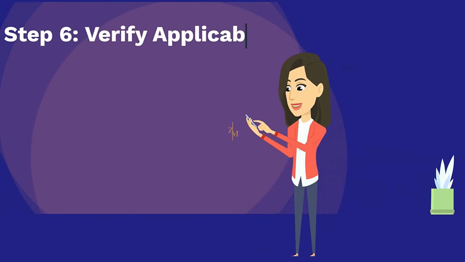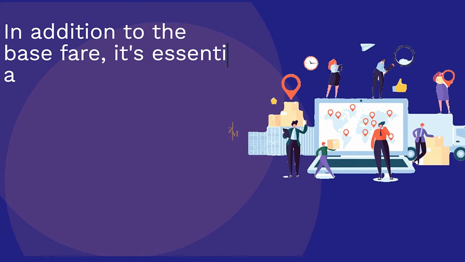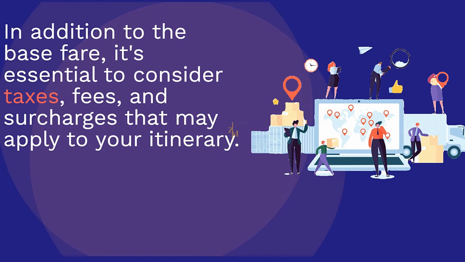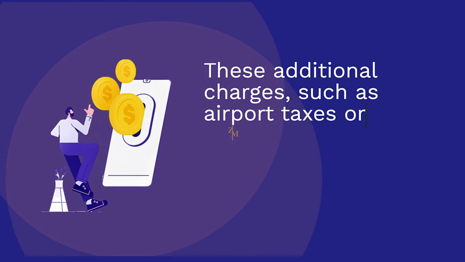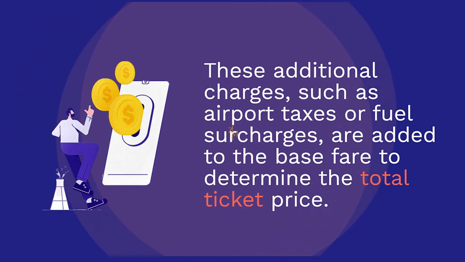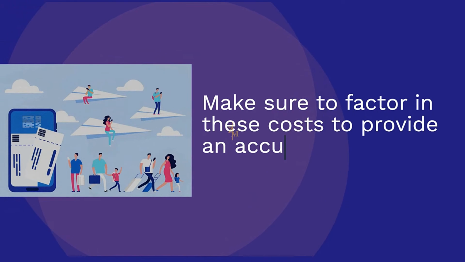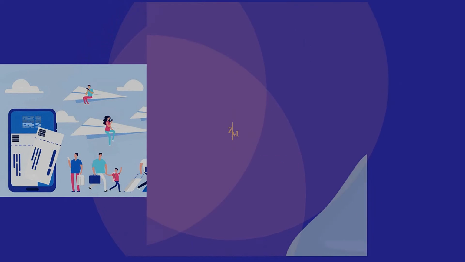Step 6. Verify applicable taxes and surcharges. In addition to the base fare, it's essential to consider taxes, fees, and surcharges that may apply to your itinerary. These additional charges, such as airport taxes or fuel surcharges, are added to the base fare to determine the total ticket price. Make sure to factor in these costs to provide an accurate fare estimate.